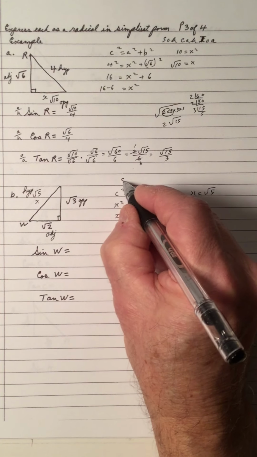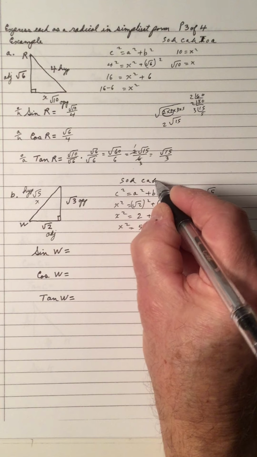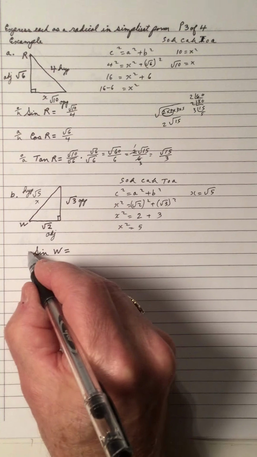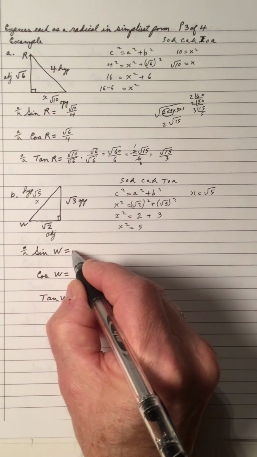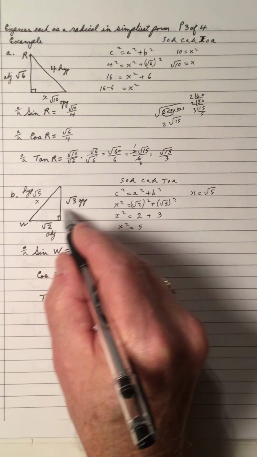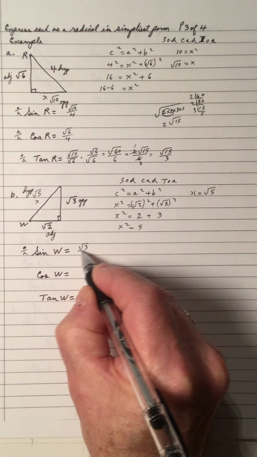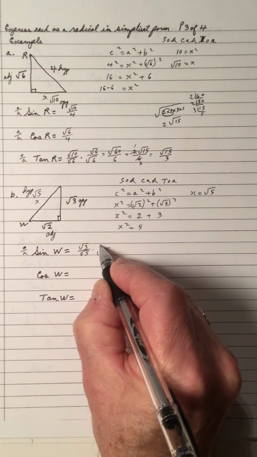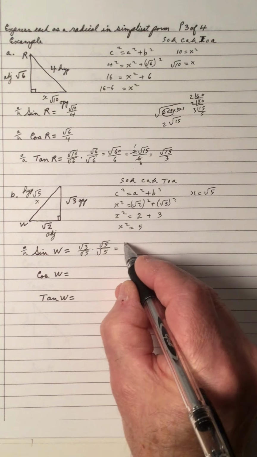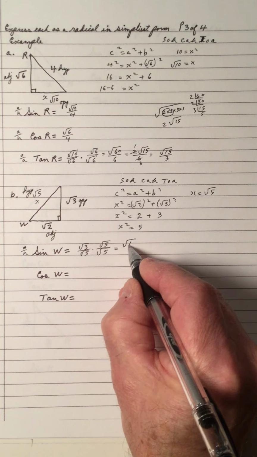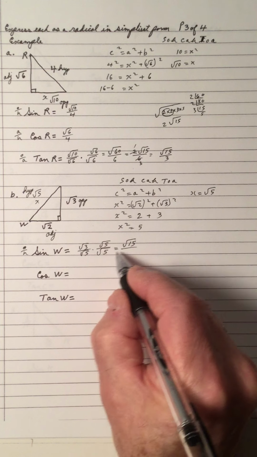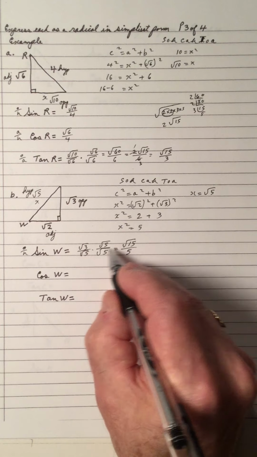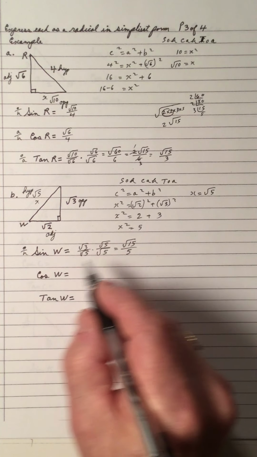And SOHCAHTOA. Sine is opposite over hypotenuse. Opposite, in terms of w, is root 3. Hypotenuse is root 5. So I have to simplify. Root 5, root 5. Root 3 times root 5 is root 15. Root 5 times root 5 is root 25, which is 5. Root 15 can't simplify because the factors are 3 and 5, no perfect square.